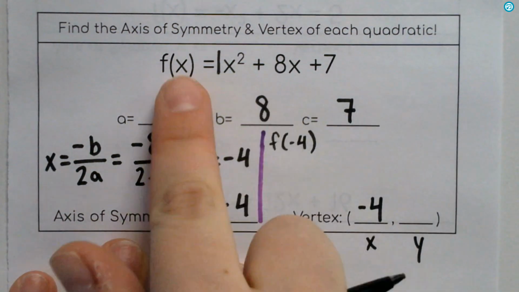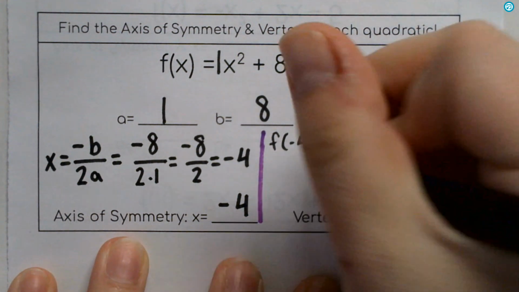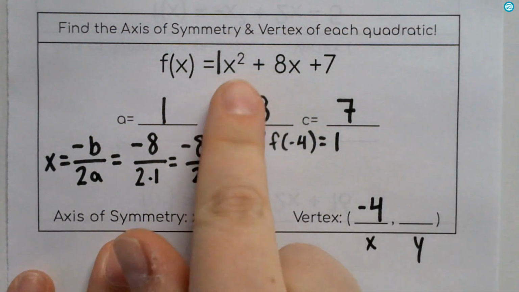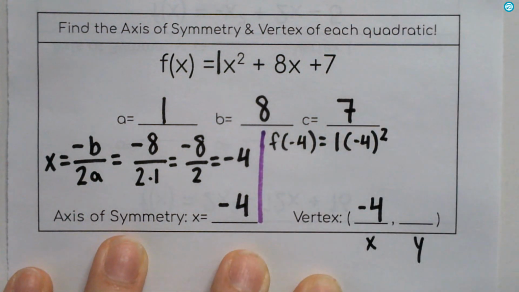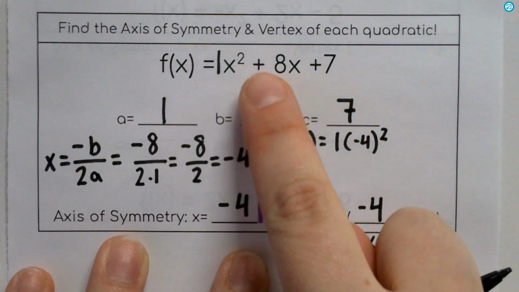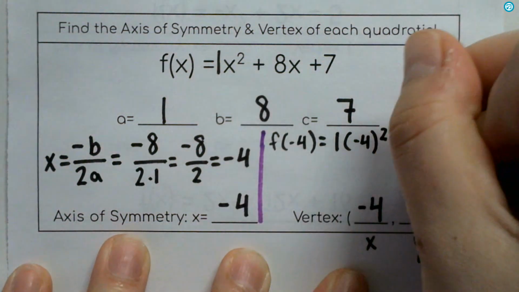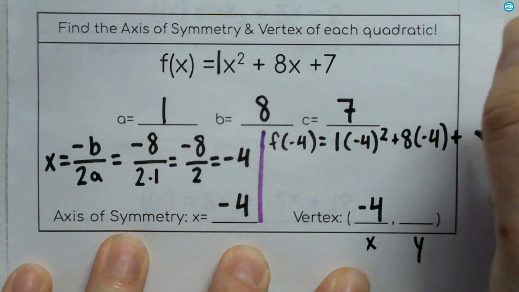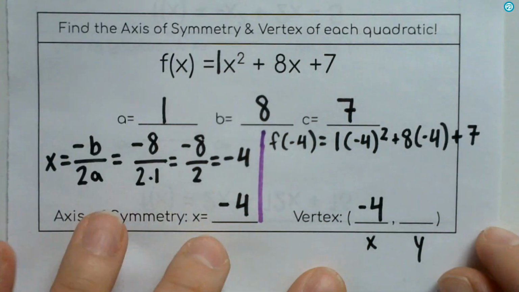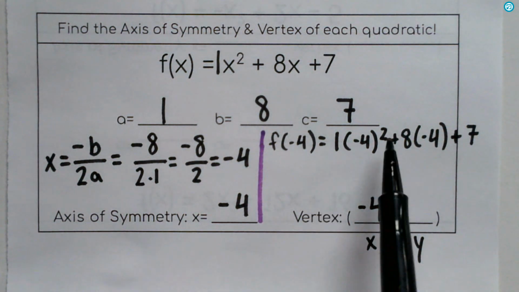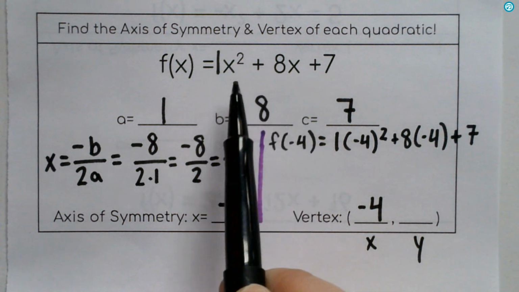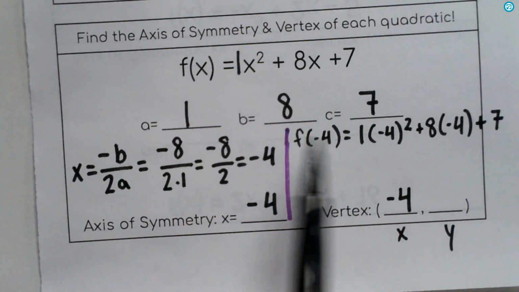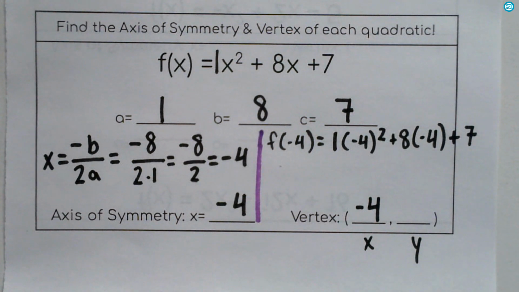I'm plugging in -4 for x, which is going to be 1, instead of times x squared, it's going to be times (-4) squared. Anytime I plug something in, I want to put it in parentheses, plus 8 times (-4) plus 7. So all I did was rewrite this equation, but where the x's were, I plugged in a -4. I wrote it in function notation here. You don't have to do that part. From there, we can go ahead and plug in.